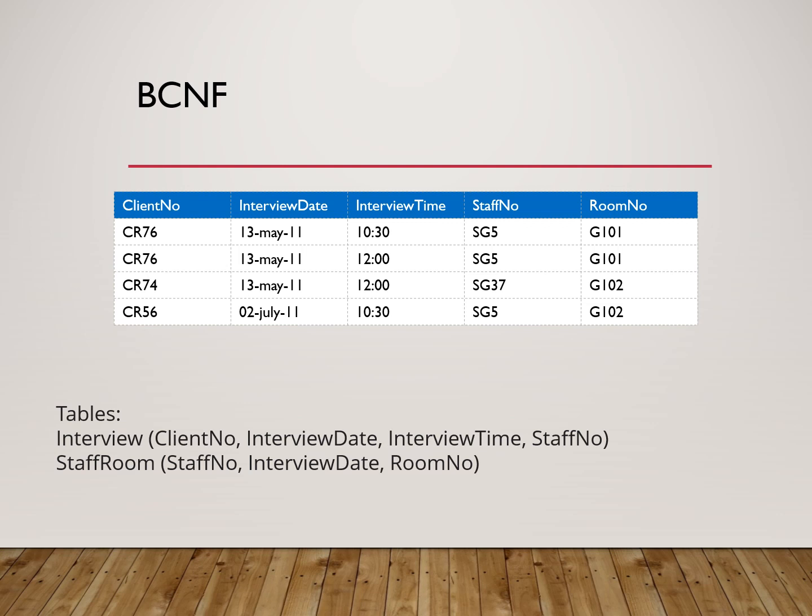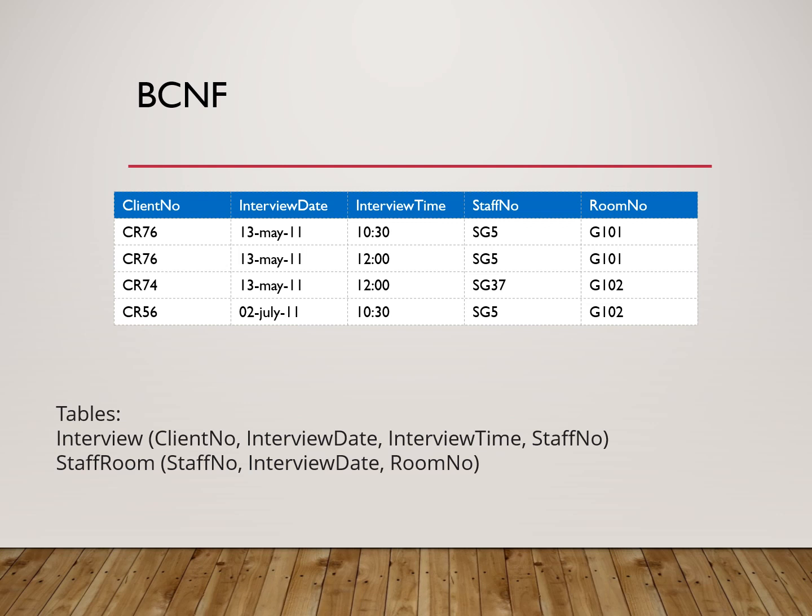Consider an example: client number, client interview date, interview time, staff number, room number. This is a table, and it is going to be split according to BCNF. One more thing: if we are going to apply BCNF, the table should be in third normal form. When a relation has more than one candidate key, we have anomalies, so we should apply BCNF. That means candidate keys with at least one attribute in common.